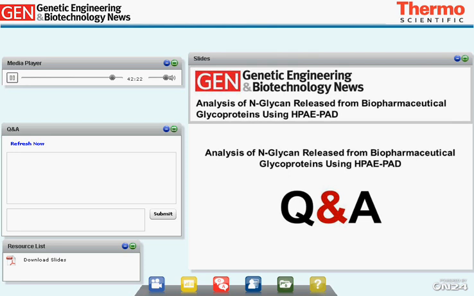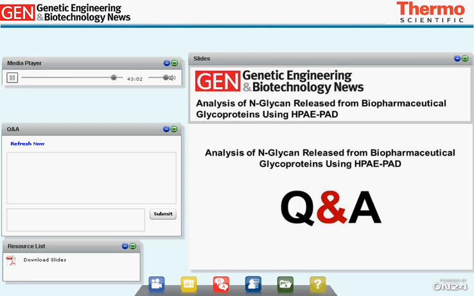And Sebastian, how do you release terminal-linked sialic acids from sialylated N-glycans? Usually we use two different methods. One is mild acid hydrolysis, and the other one is enzymatically with sialidase. We prefer the enzymatic digestion, as with the mild acid hydrolysis we see that we lose some proximal fucose and also terminal beta-galactose. So to not get any artifacts, we prefer the sialidase digestion for desialylation of sialylated N-glycans.